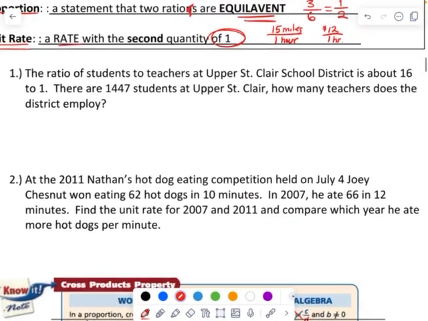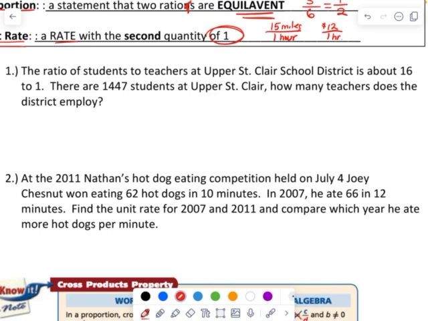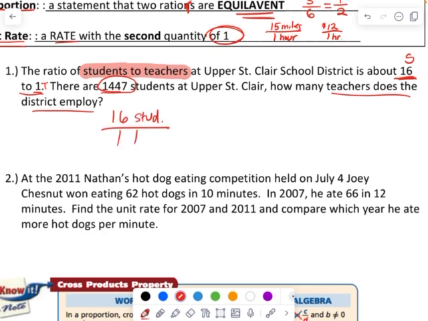So let's take a look here and let's set up our first ratio. The ratio of the students to teachers at Upper St. Clair School District is about 16 to 1. There are 1,447 students at Upper St. Clair. So how many teachers does the district employ? Well, the ratio is students to teachers, which means my first number goes with the students. My second number goes with the teachers. So 16 students to 1 teacher.